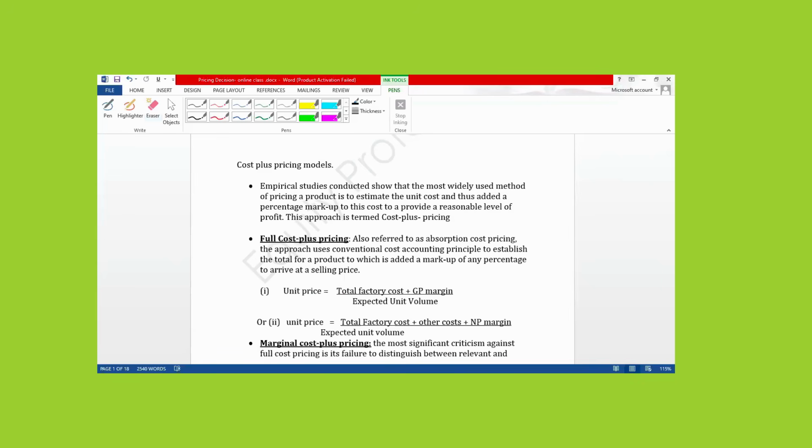We explained that pricing can be used to encourage competition or to discourage competition.